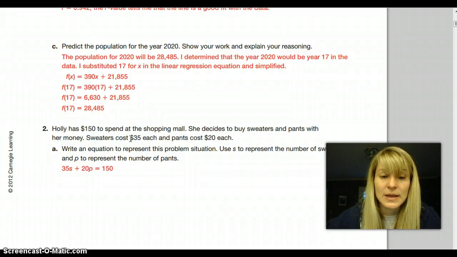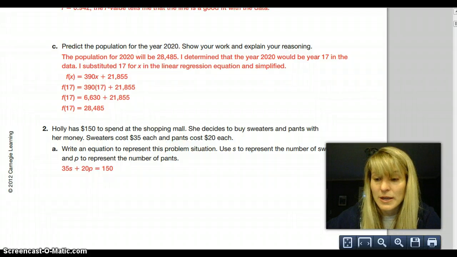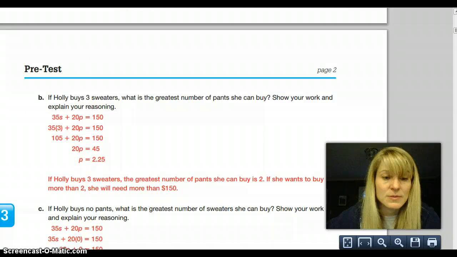All right, 2 should have been pretty self-explanatory. You have $150 to spend, $335 for sweaters and $25 for pants. So I feel pretty confident that most of you guys did that right in your pretest to begin with.